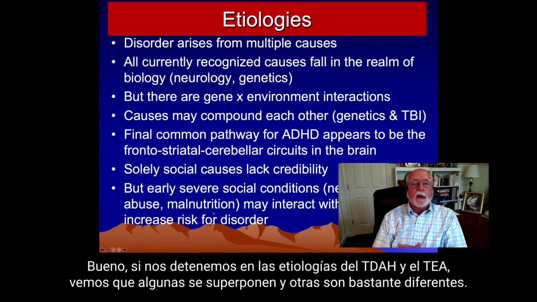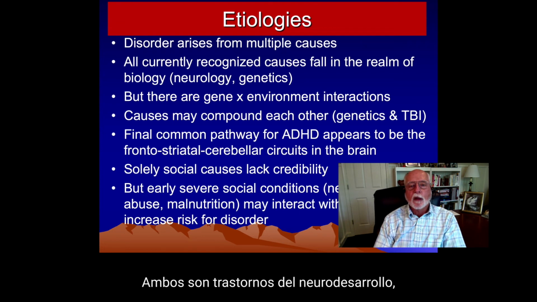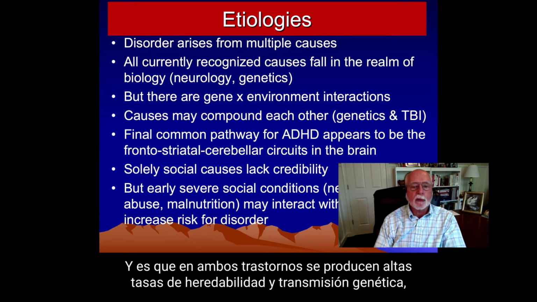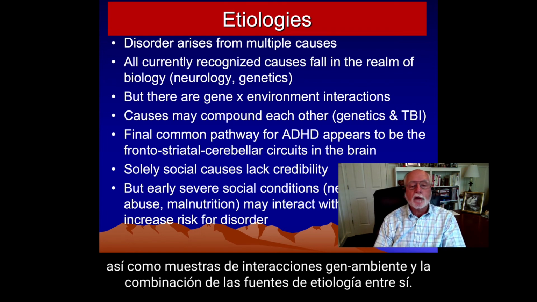Okay, so when we look at the etiologies of the disorders, they overlap to some extent, yet are quite different in other ways. Both of them are neurodevelopmental, meaning that the causes of the disorder lie chiefly in biology and specifically in neurological development and in genetics. And that's very true for both disorders, where there are high rates of heritability and genetic transmission of the disorders, as well as evidence for gene by environment interactions and the compounding of these sources of etiology with each other.